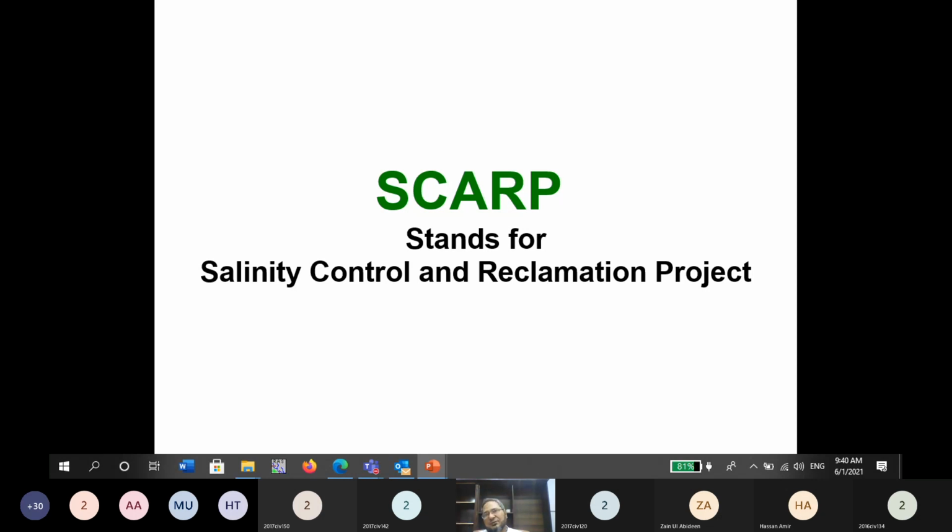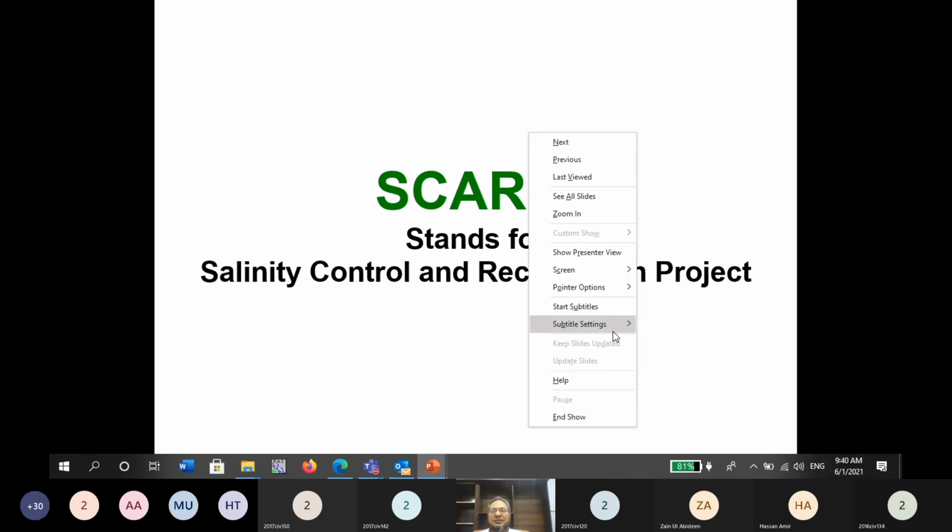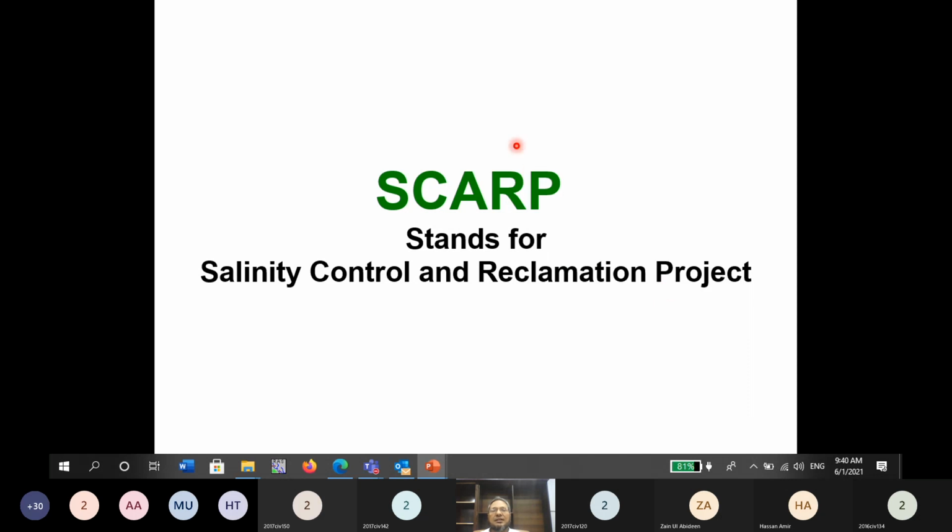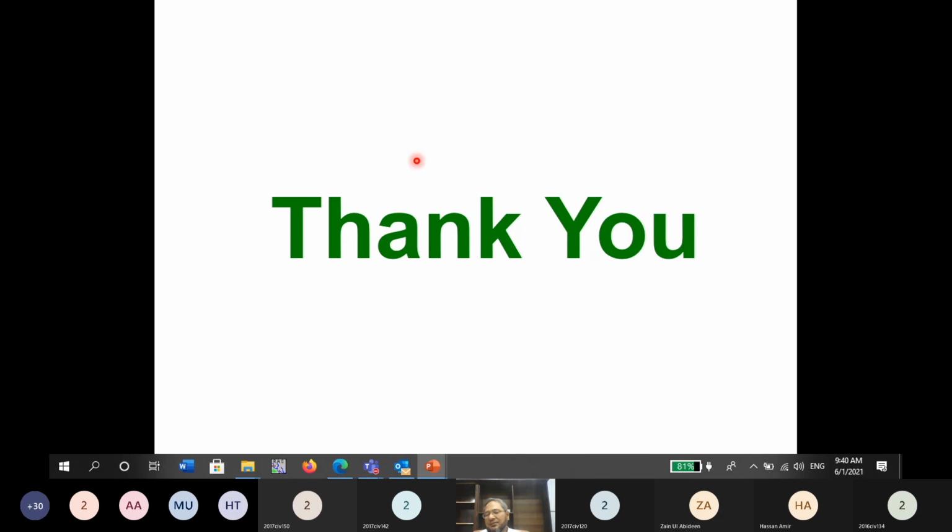तो tube well का क्या मकसद है? To lower down the water table. So that was the main purpose of this department and this project. That is the SCARP. And with this, we have finished this chapter. Now, if you have any questions, you are welcome.